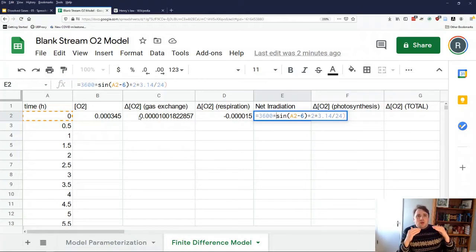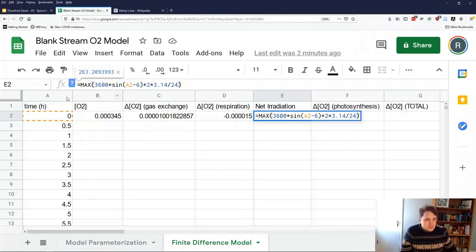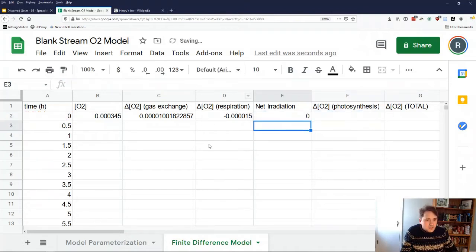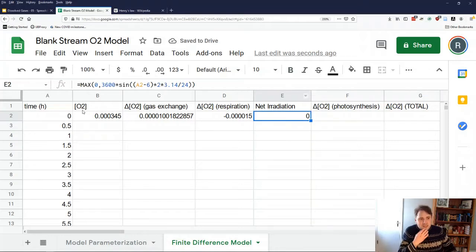And then we said that we don't want the negative parts of the sine function. We only want the positive parts. So what we can do is say max of 0, or this value. And this will return, oh, missing a parenthesis. Dang it, foiled. Here, I need to have that there. Here we go, so it works. It should be 0 because we're at midnight, so there's no net irradiation.